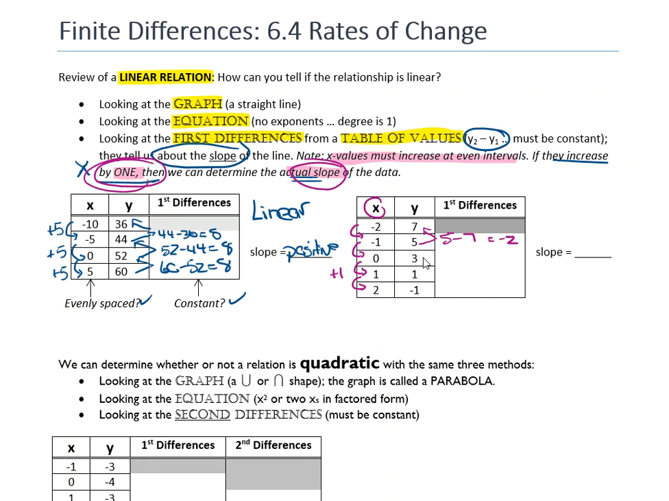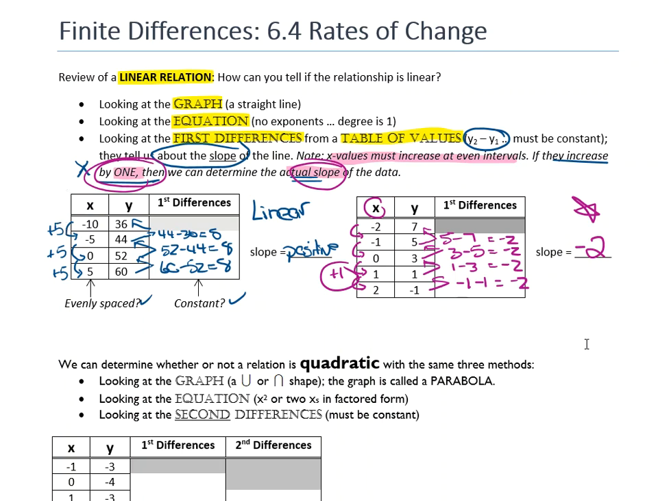So let's keep going with our first differences. Now I take 3 and I subtract the number above it. That's again a negative 2. 1 subtract 3 is again negative 2. And then negative 1 subtract 1 is negative 2. So we know that the slope in this case is not just negative because we got a negative for our first differences, but the slope is actually a negative 2 here. And we can only know that for sure when we have our x values increasing by 1 each time. That's the only way we can find out for sure what the slope is from a table of values.